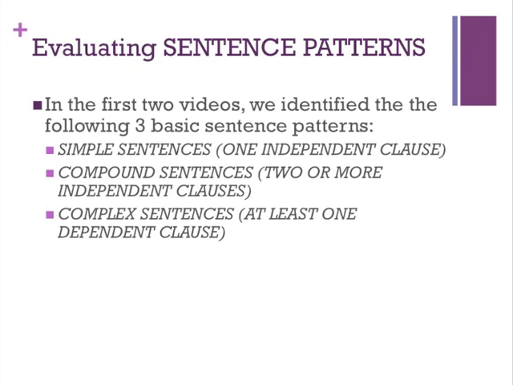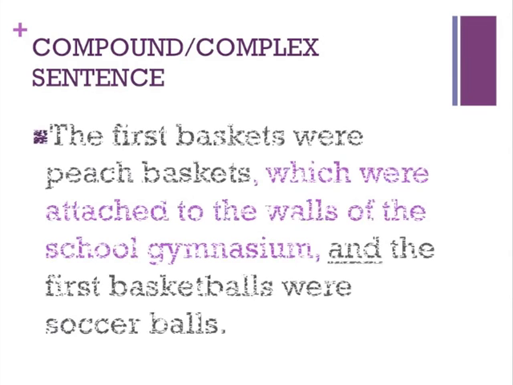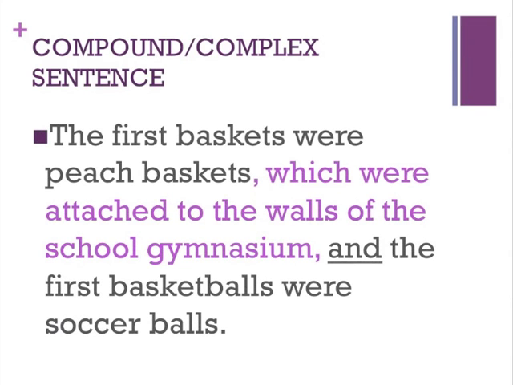And then for the last couple of videos, we've been talking about complex sentences, which means that there's at least one dependent clause somewhere in the sentence. Now, of course, what happens when you combine the middle two or the last two ideas? In other words, you have a compound sentence in which one or more of the independent clauses also contains a complex idea. Well, you create an idea that seems fairly simple enough, a complex compound sentence. So how exactly does that work? Well, look at this example here. I've highlighted some information to kind of show you.